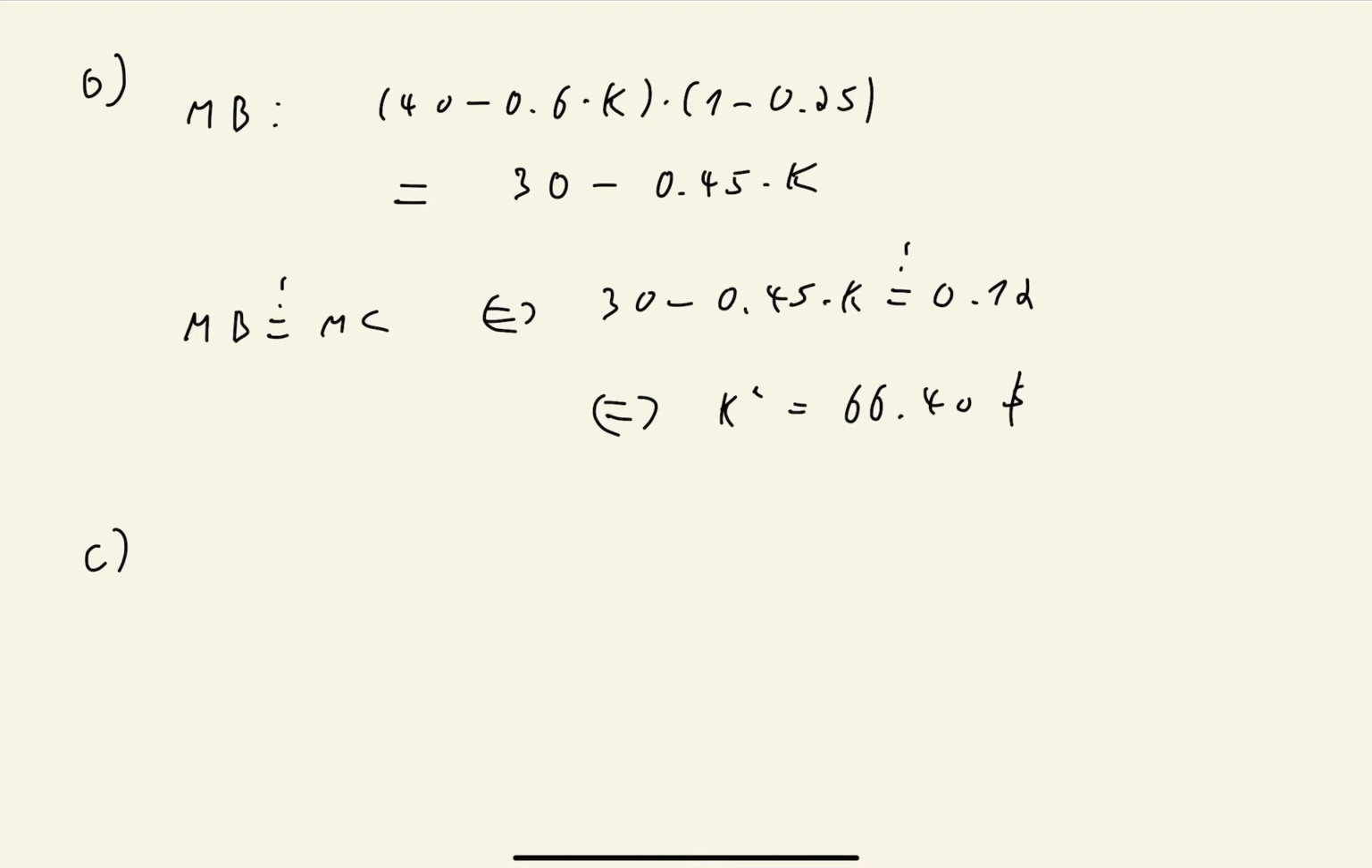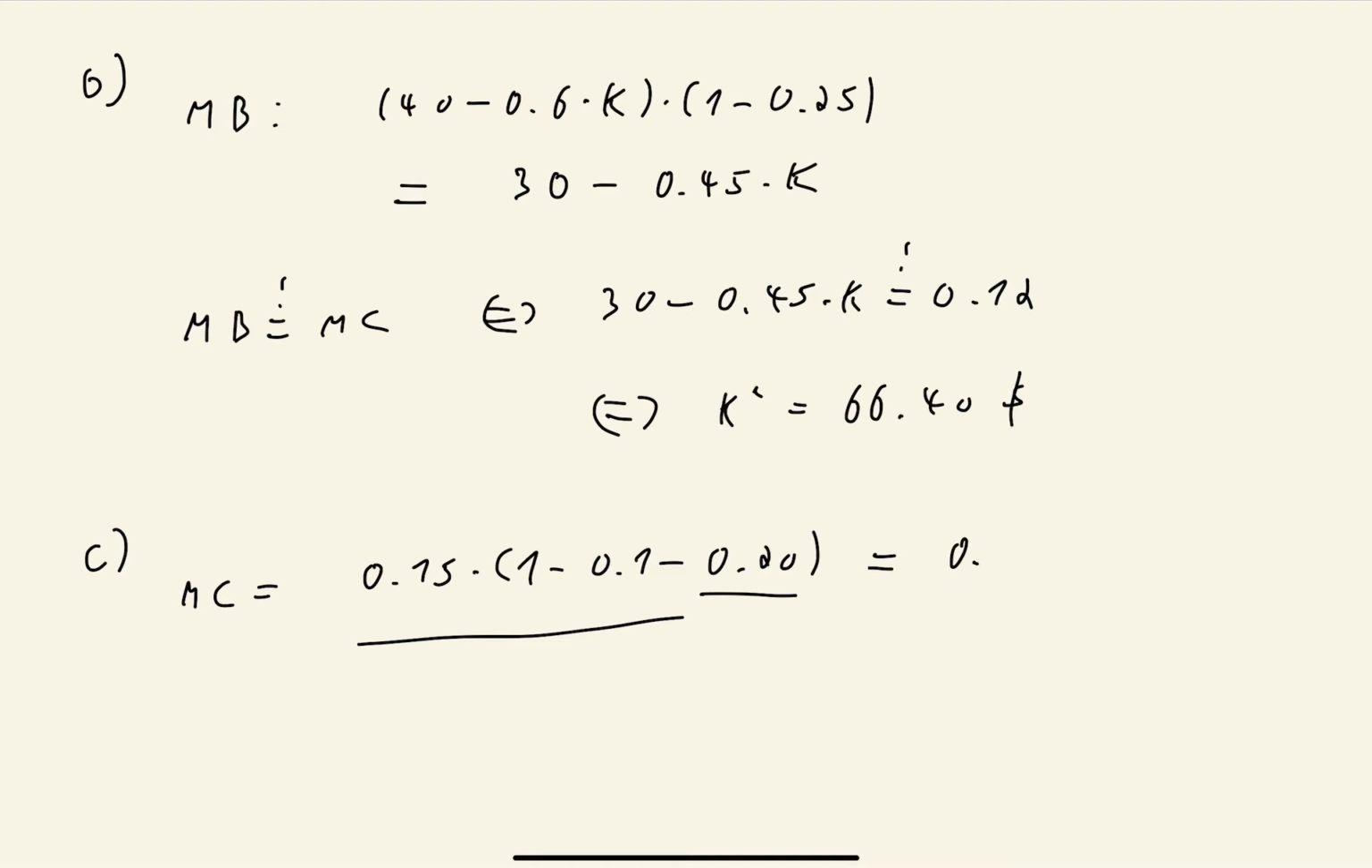And what we get then is that the new marginal costs are equal to 0.15 times 1 minus 0.1 minus 0.20. So the ITC increased from 0.1 to 0.2. Everything else is basically the same. And this will give us a marginal cost for each dollar that we invest in machinery of $0.105. So 10.5 cents.